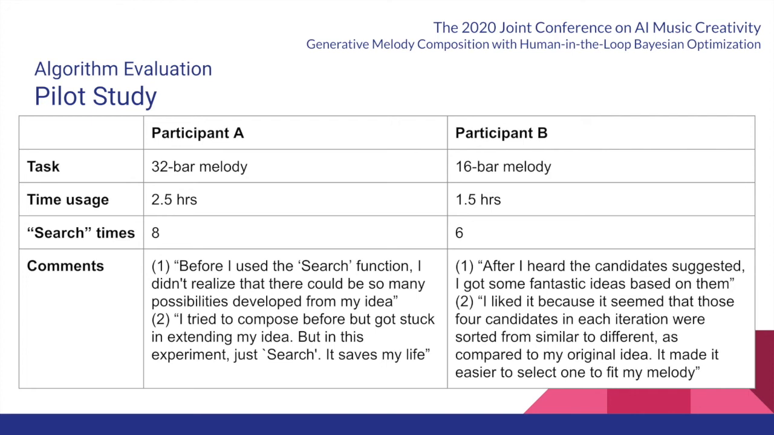A finished composing within 2.5 hours. B finished within 1.5 hours. In the experiment, A used the search function 8 times, while B used it 6 times. We'll show the results in the following slide. In the follow-up interview, both participants explicitly expressed that the system had effectively provided them more ideas than they had, which inspired their creativity. Both of the participants also mentioned that the system made the process of composition easier.